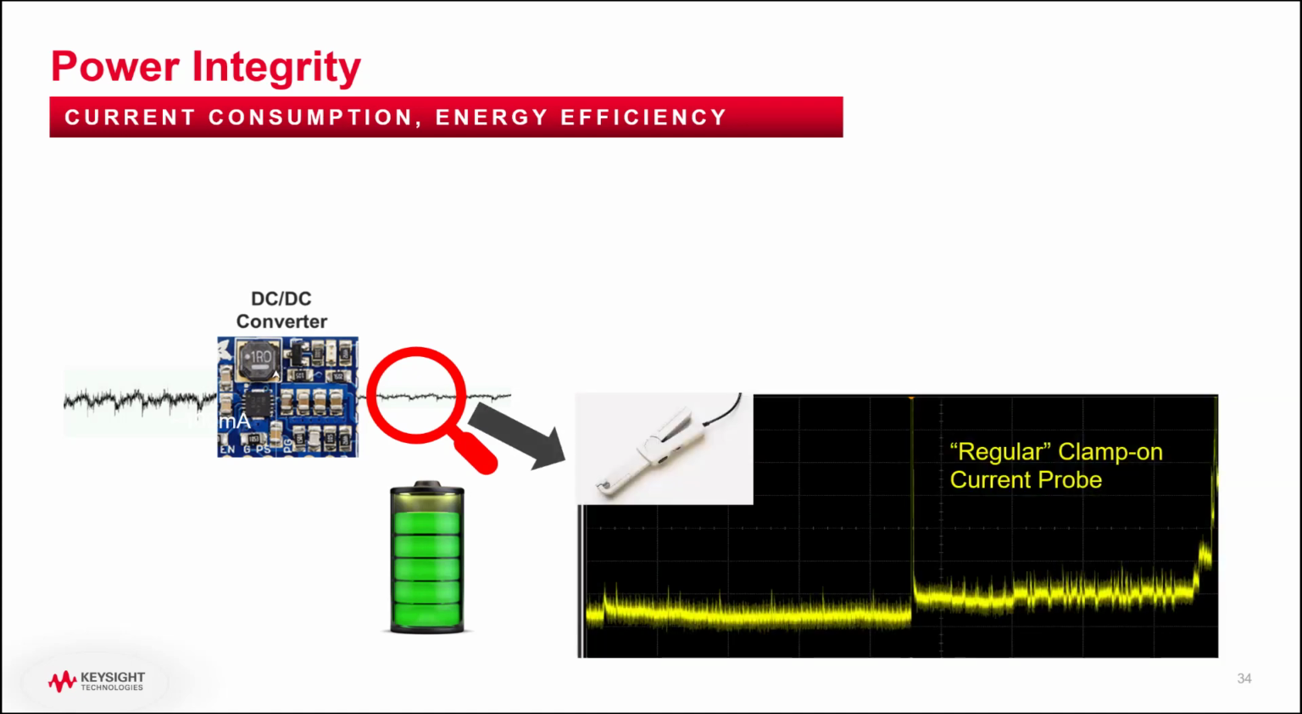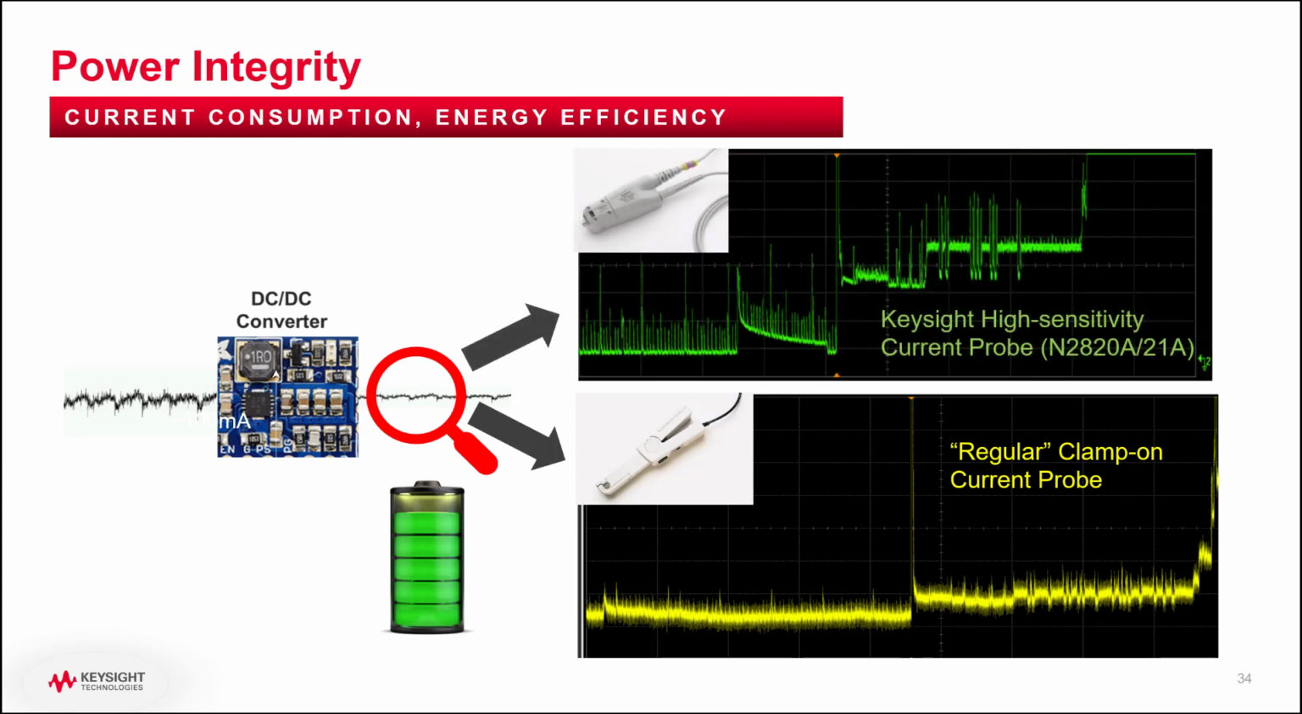The temptation is going to be to grab that time-tested and familiar clamp-on current probe. We might be better served by grabbing something like the Keysight high-sensitivity current probes. The reason is that clamp-on current probes, you're probably familiar with them, are designed to clamp onto a nice big loop of wire, and their size can be cumbersome with these targets, as well as trying to put on that loop of wire.